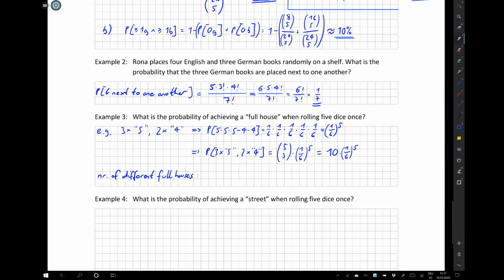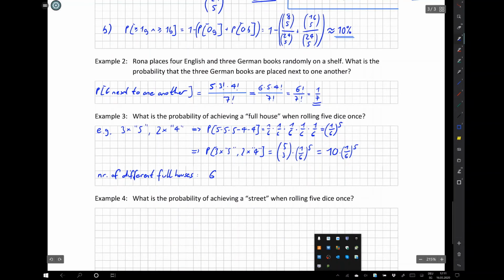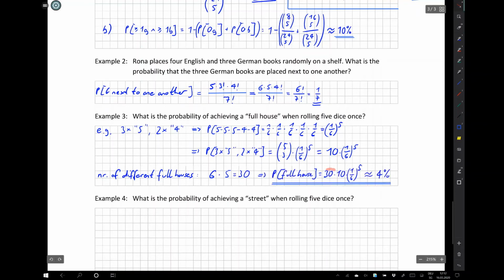How many different possible full houses are there? Well, there are 6 possibilities for the number which will occur 3 times, and since this number cannot occur the other 2 times, there are 5 possibilities for the other number, so this means 30. And so we get the probability for getting a full house is 30 times this upper probability here, and this yields in the end approximately 4%.